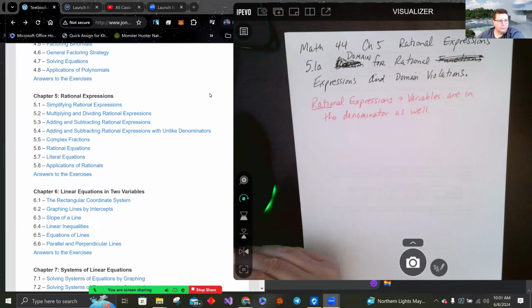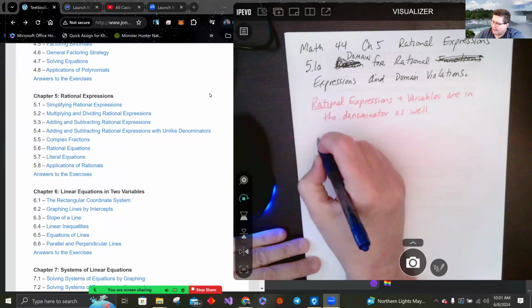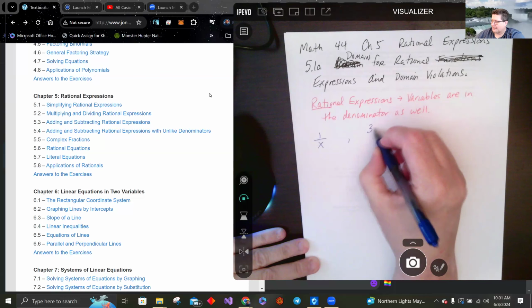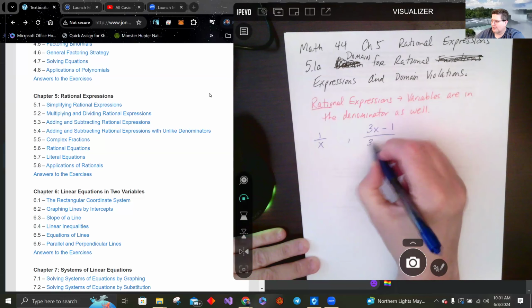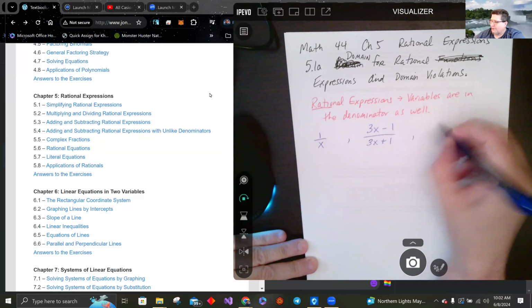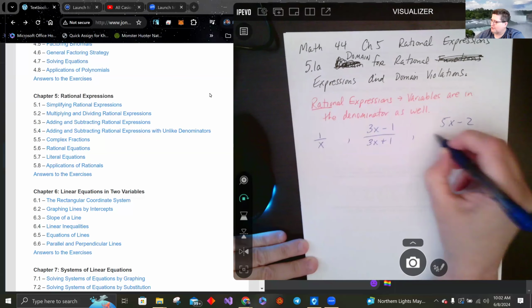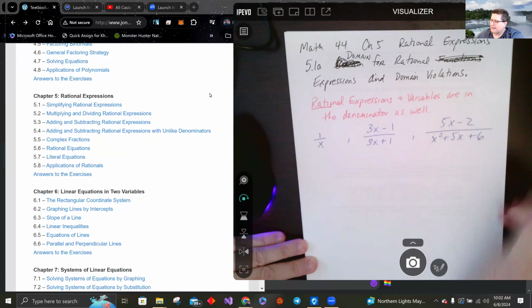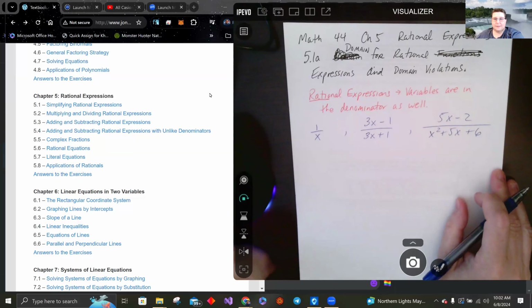So things that rational expressions can be like 1 over x or 3x minus 1 over 3x plus 1. It can be crazy. We have something like 5x minus 2 over x squared plus 5x plus 6. These are all rational expressions.